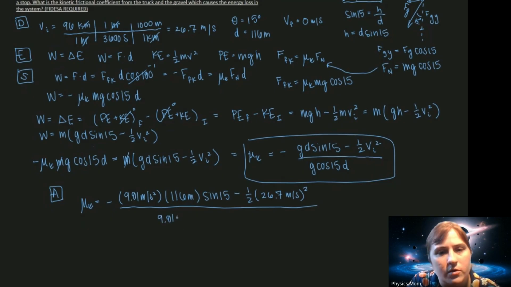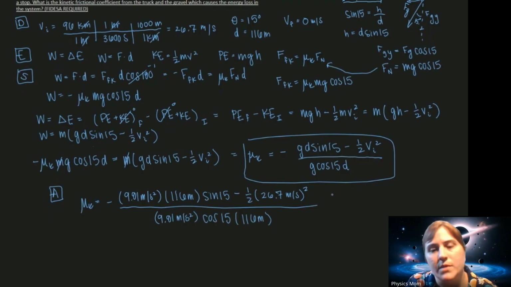9.81 meters per second squared in that denominator, times the cosine of 15, and then that diagonal distance again, 116 meters. I'm going to have meters squared per second squared in my numerator and meters squared per second squared in my denominator. The units do cancel, so that looks good. Looks like we set it up correctly. When I plug that in, I get 0.056, unitless, which would be the frictional coefficient between the tires and the gravel, which would be enough to kind of slow the truck down.